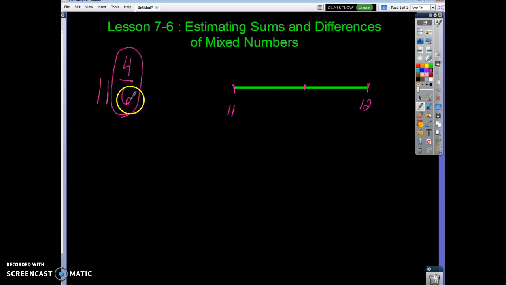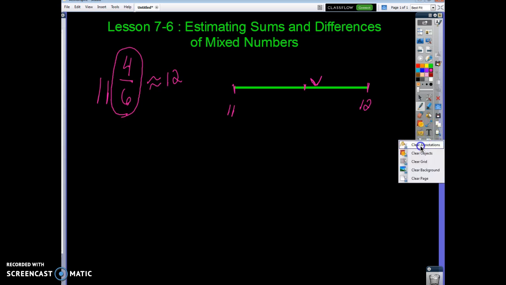So as I look at 4/6, well, I know half of 6 is 3. And when we did estimating fractions, we said, well, if my numerator is bigger than half of my denominator, half of 6 is 3 and 4 is bigger than 3, that means 4/6 would be bigger than 1/2. So 11 and 4/6 is going to be somewhere located over here, more than 11 and a half. So 11 and 4/6 is really about equal to 12. Because again, 4/6 is more than a half. And since it's more than half, or more than 11 and a half, then 11 and 4/6 is about 12.